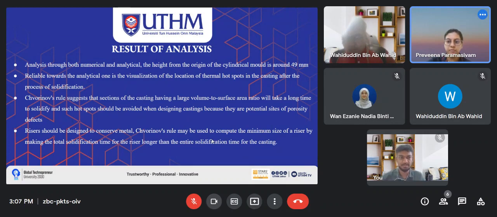That is accomplished by taking into account the riser's size, form, and placement, as well as the nature of the connection between the riser and the casting. So the Chvorinov rule may be used to compute the minimum size of the riser, making the total solidification time for the riser longer than the entire solidification time for the casting. That will be for me. Next part.